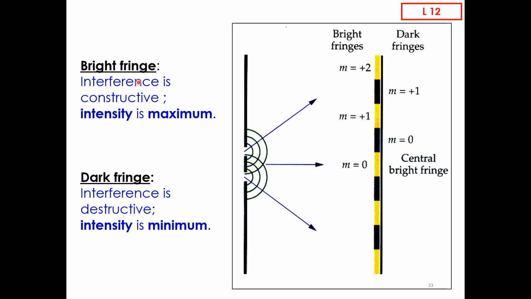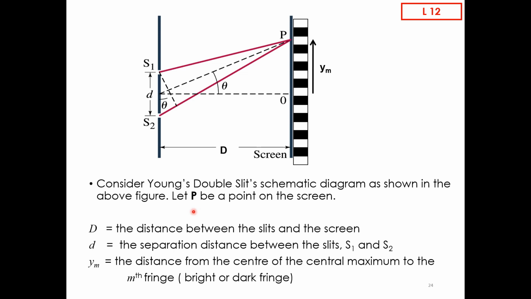What is the bright fringe? For the bright fringe, the interference is constructive and the intensity is maximum. For the dark fringe, the interference is destructive, and the intensity is minimum. Look at this diagram. Consider the Young double slit schematic diagram as shown in the figure above. Let point P be the point on the screen where source 1 and source 2 interfere, overlapping, and here produce the bright fringe.